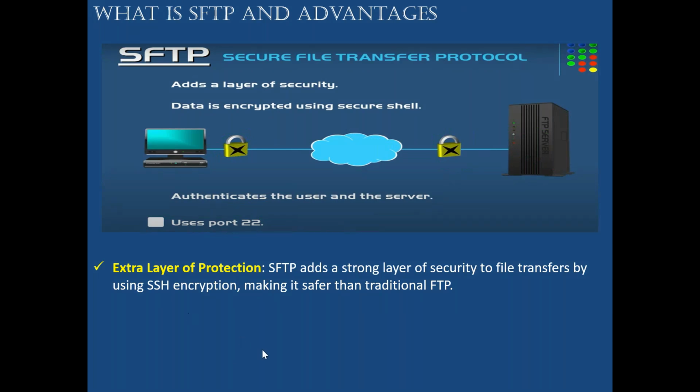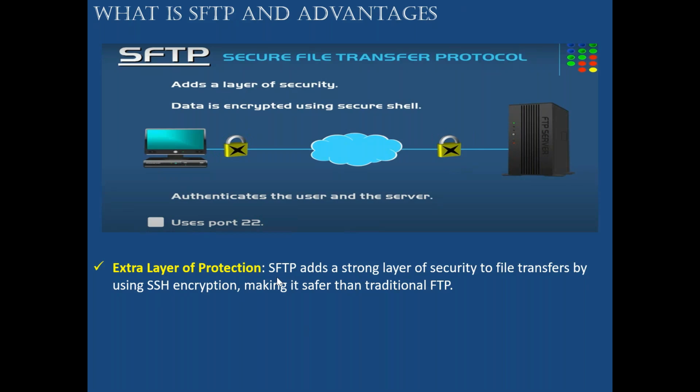SFTP is an extra layer of protection. SFTP adds a strong layer of security to file transfer by using SSH encryption, making it safer than traditional FTP. What it is saying is, SFTP adds a strong layer of security to file transfer by using SSH encryption, making it safer than the traditional FTP.